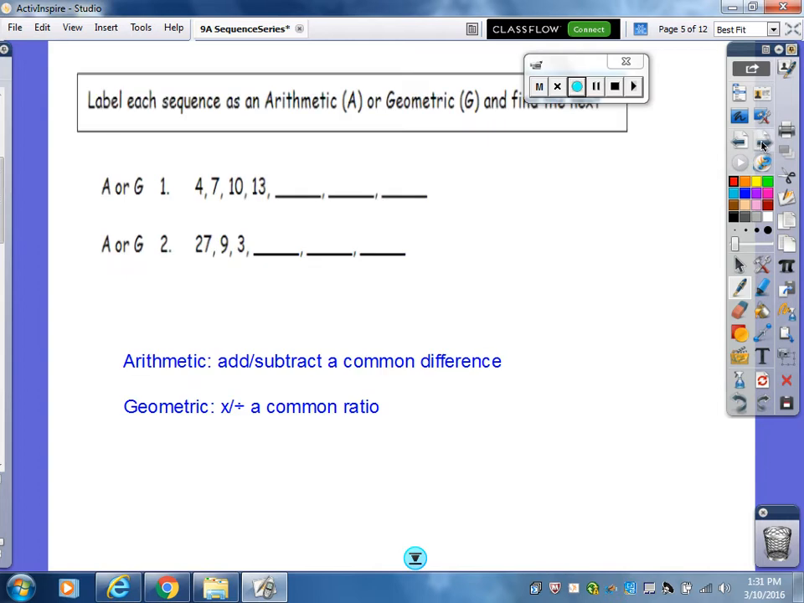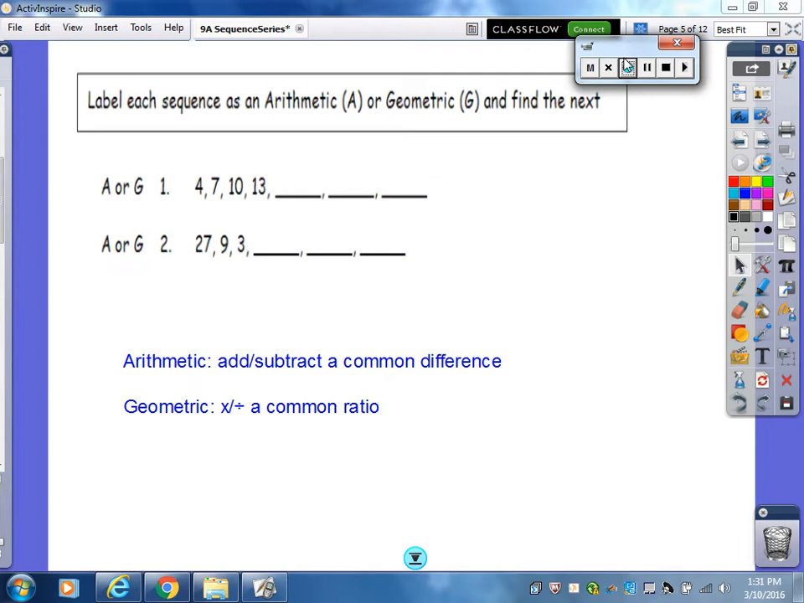We're going to be defining the difference between an arithmetic and a geometric sequence. So write down the following. These are your definitions here. Arithmetic, you add or subtract a common difference. And in geometric, you multiply or divide by a common ratio. So arithmetic, you add the same or subtract the same number each time. Geometric, you multiply or divide by the same number each time.